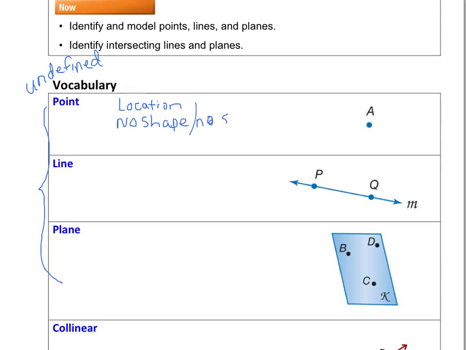And the way we notate a point is with a capital letter. That's important. It cannot be written with lowercase letters, so please note that. Alright, so we could spell this out here as point A.